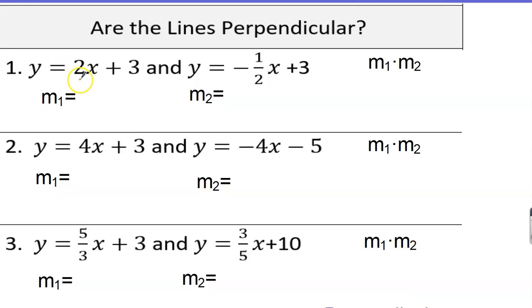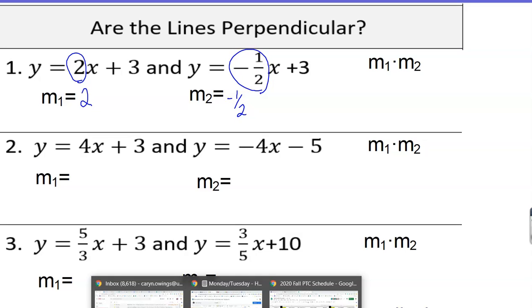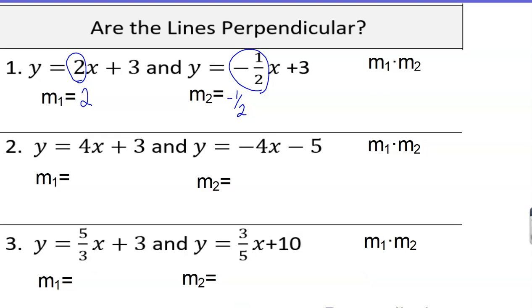When our slope is 2, and for our second equation here, the slope is -1/2. So I know they are not parallel because they do not have the same slope. So let's multiply the slopes together. So 2 times -1/2 equals -1. So does that make them perpendicular? So these two are perpendicular.